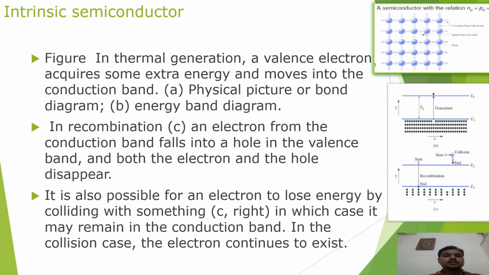Intrinsic semiconductor. In figure 1, by thermal generation a valence electron acquires some extra energy and moves into the conduction band. Physical picture or bond diagram. In B, the energy diagram, an electron from the conduction band falls into a hole in the valence band and both the electron and the hole disappear. It is also possible for an electron to lose energy by colliding with something, in which case it may remain in the conduction band. In that case, the electron continues to exist.